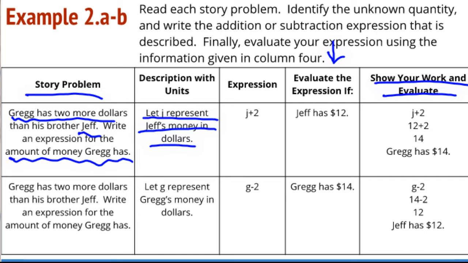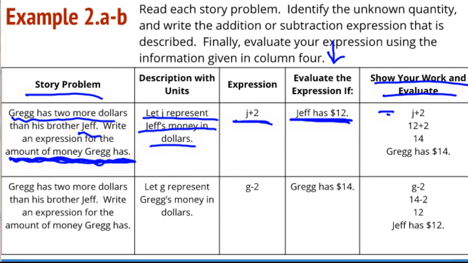So we are trying to find the amount that Greg has. So we have to work from Jeff to determine Greg. J is going to be Jeff, and we know that we take Jeff and we'll have 2 more to get to Greg. So we have the expression J plus 2. And they're going to say, okay, if Jeff has $12, how much does Greg have?